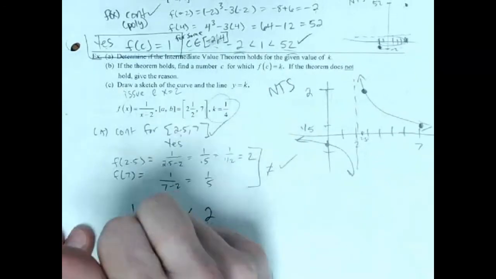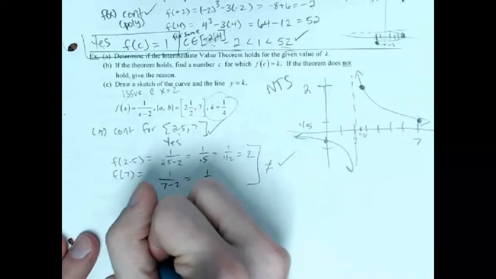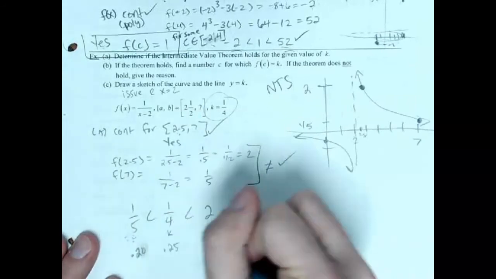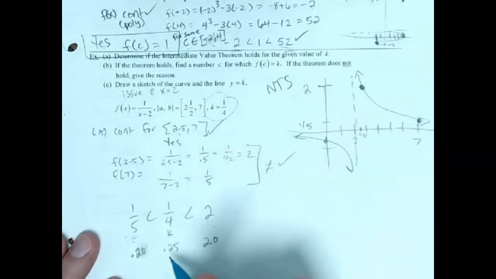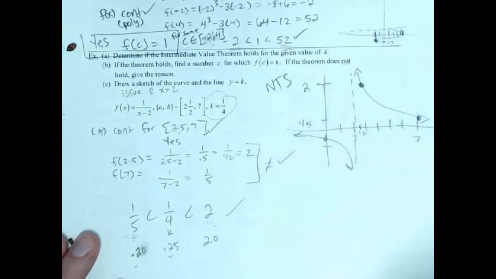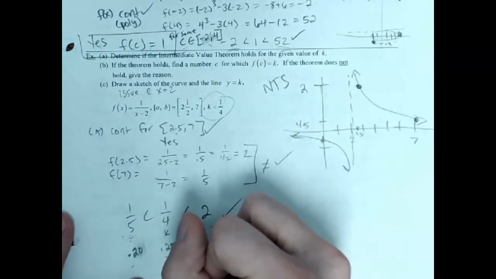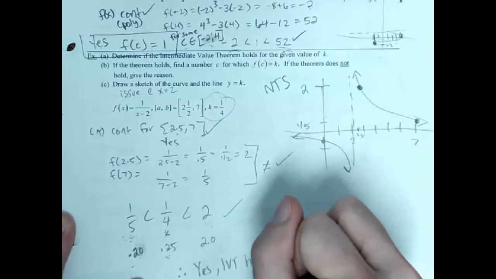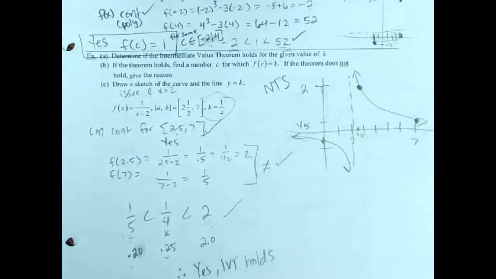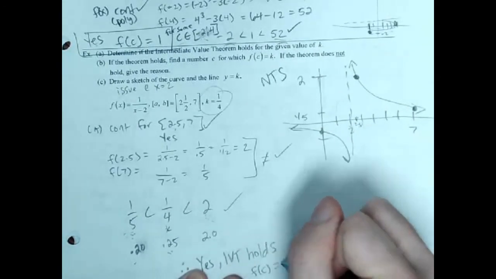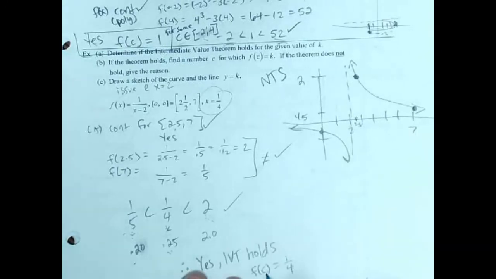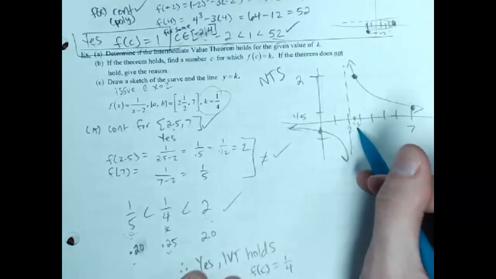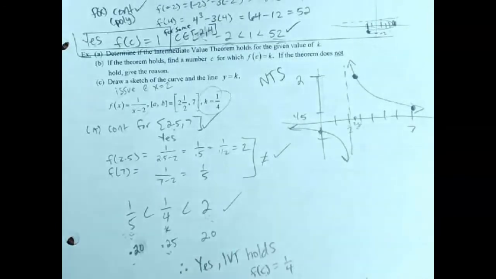Oops, just kidding. I got that backwards. This would be 0.20. That's 0.25. That's just 2, right? So now we can see if you convert it to the decimals, yes, that's pretty good. So we would say, therefore, yes, IVT holds. The theorem is going to work. There is going to be some number that gives you out 1/4. And that number is going to be between 2.5 and 7, right? There's going to be some x value in my interval that produces out a 1/4 value.